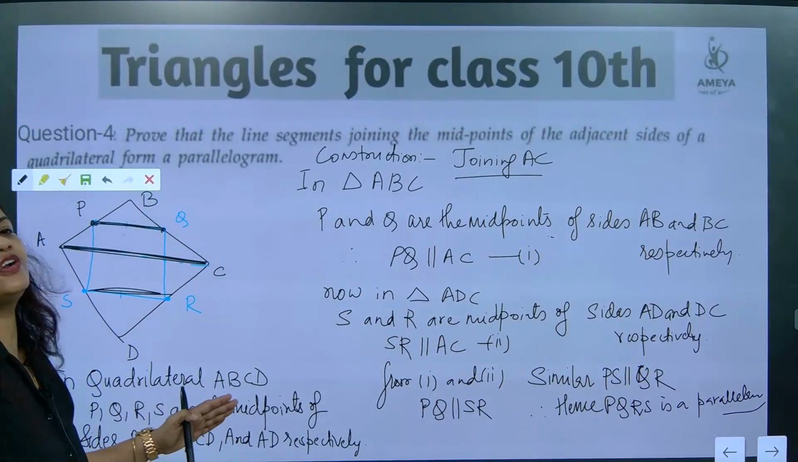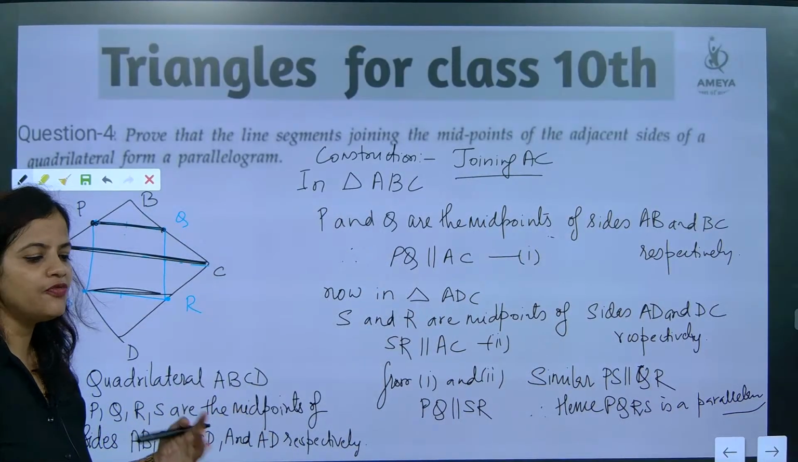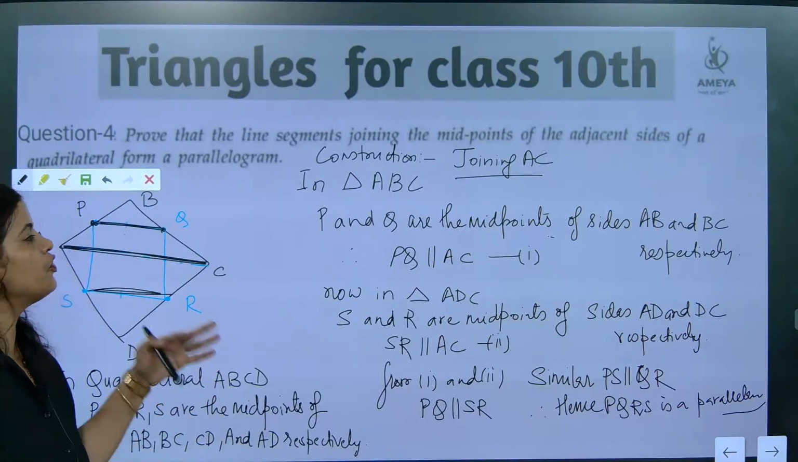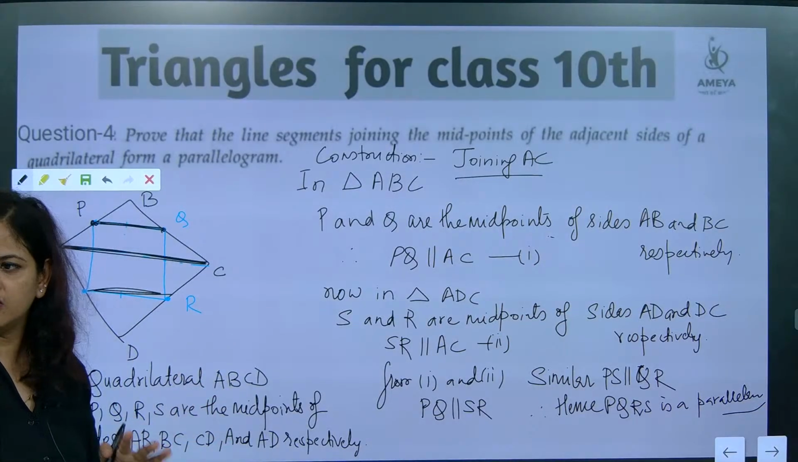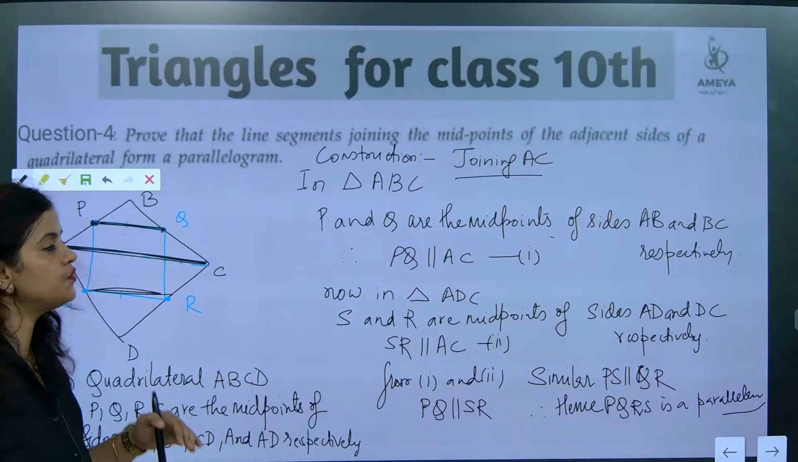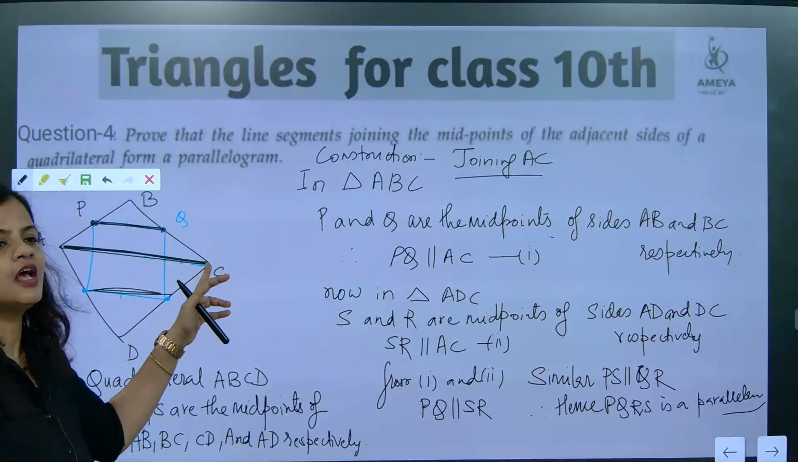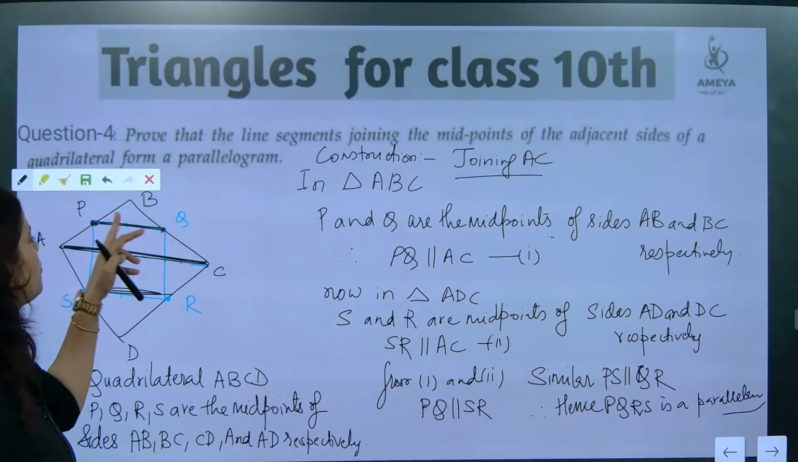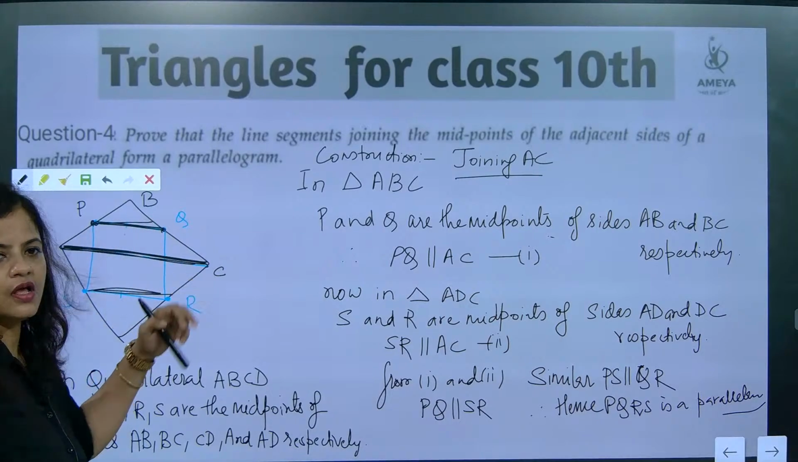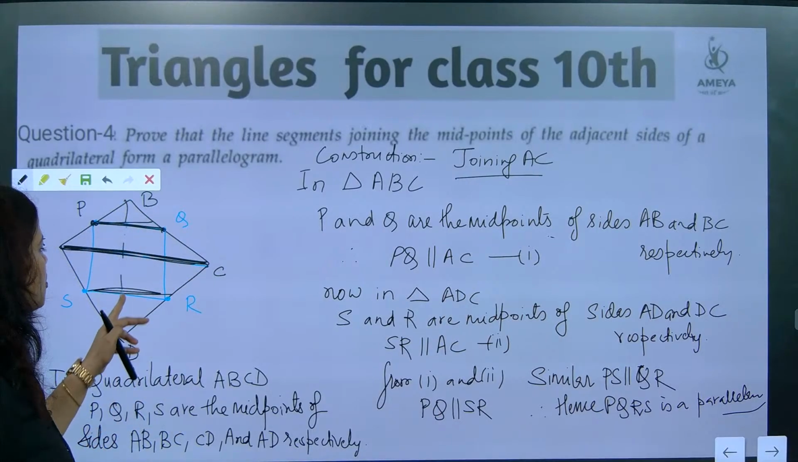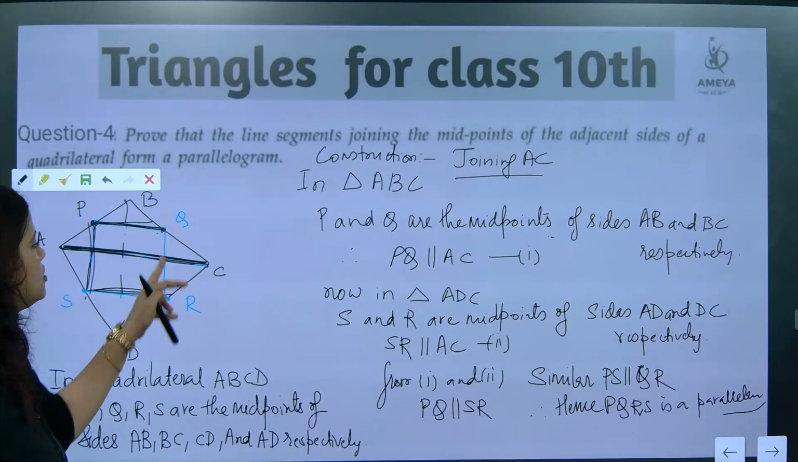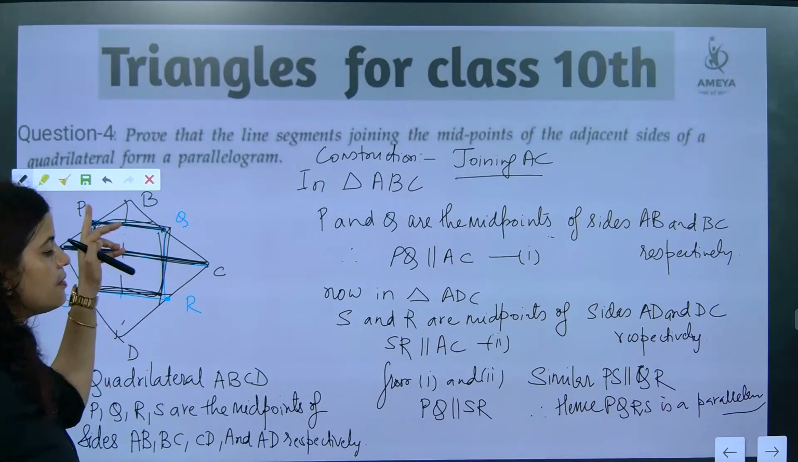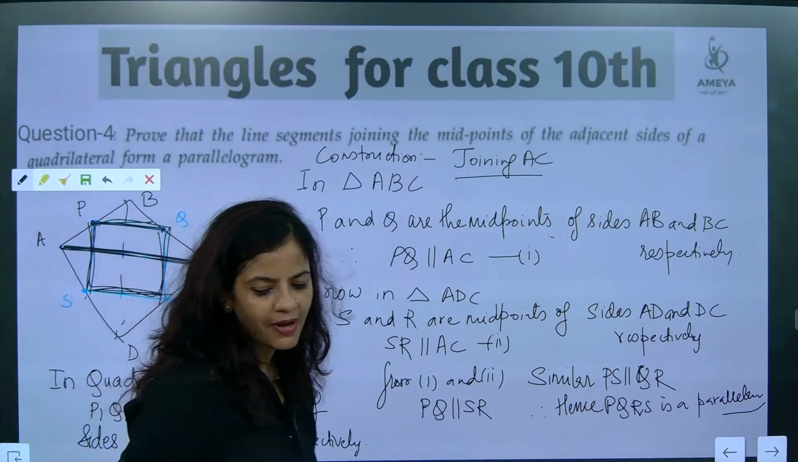I hope you have understood this one now. It's not a tough question, it's an easy question. Did we do any big work here? No. Only what we have done is we drew one line in construction like this, and then we said this and this are the midpoints. So this will be parallel to this one. And oppositely, if we draw like this, then this and this are the midpoints, so this is parallel to this one. So that means this will become a parallelogram.